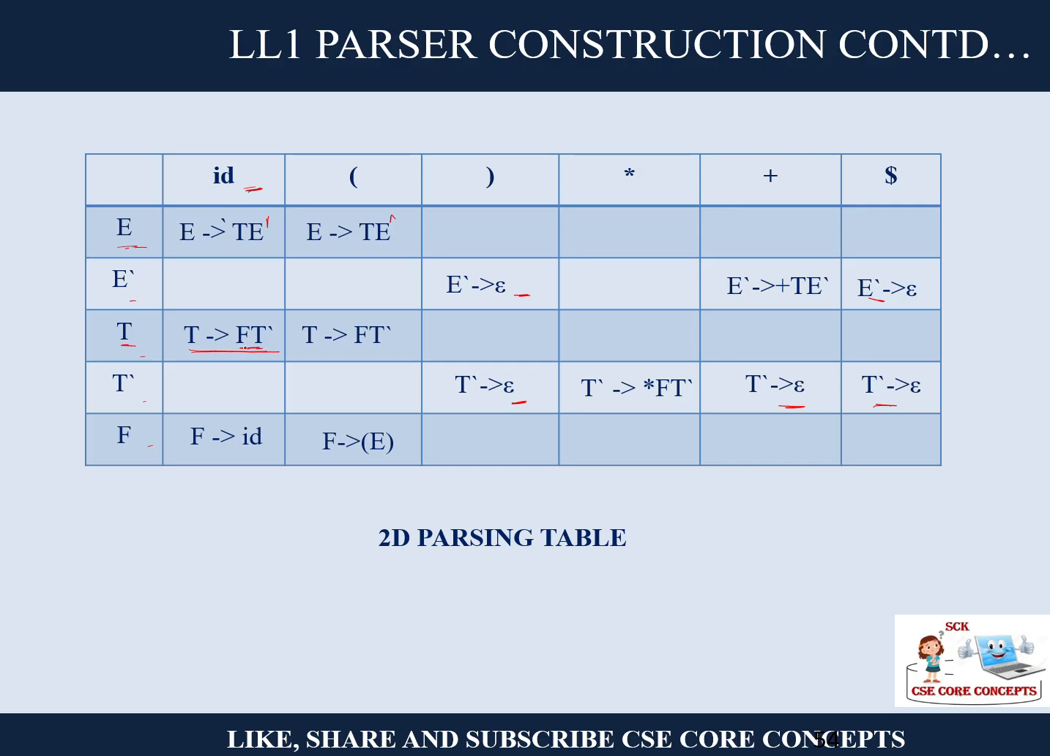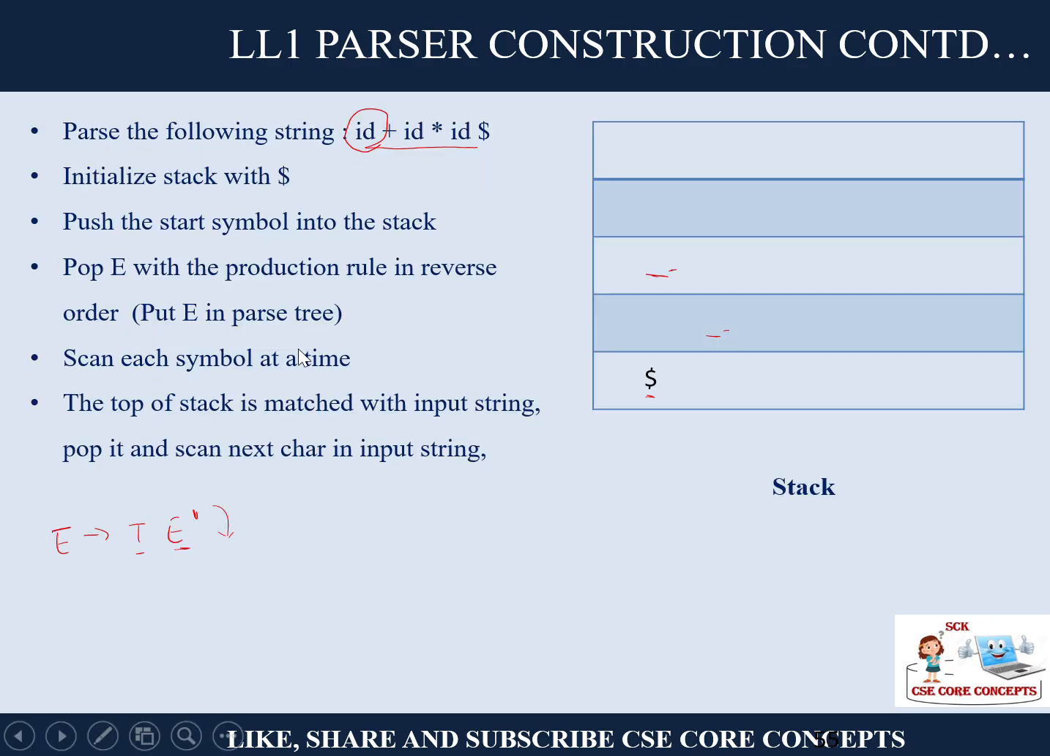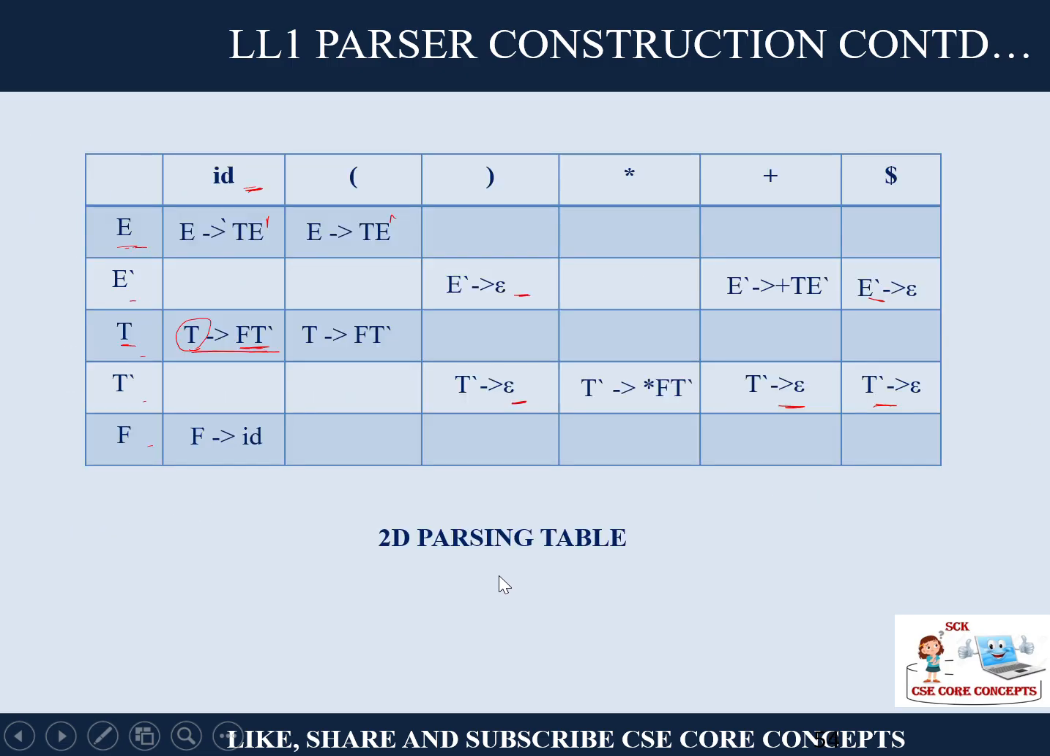So instead of this T, you have to pop out this T from the parse table and input that grammar in the reverse order, that is F T dash. Now you want ID, right? So let's go back to F. F is on the top of the stack.